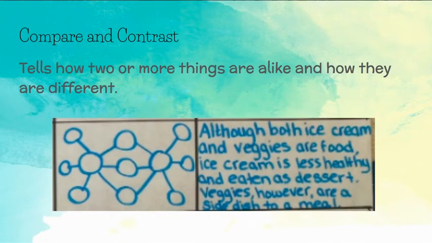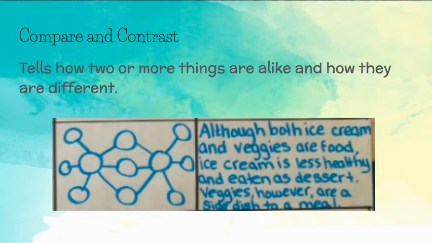The next one is a compare and contrast text structure. When you have a compare and contrast text structure in nonfiction, it tells how two or more things are alike or similar and how they are different. So look at this example from ice cream. Although both ice cream and veggies are food, ice cream is less healthy and eaten as dessert. Veggies, however, are a side dish to a meal.